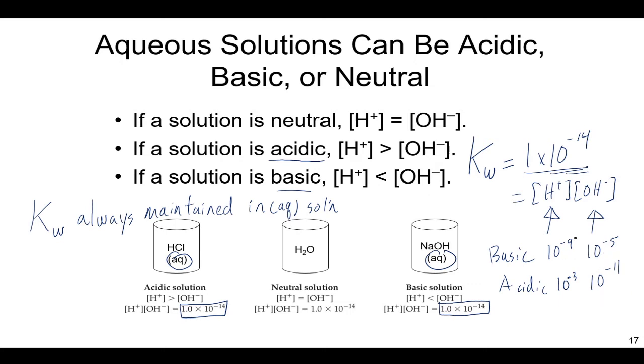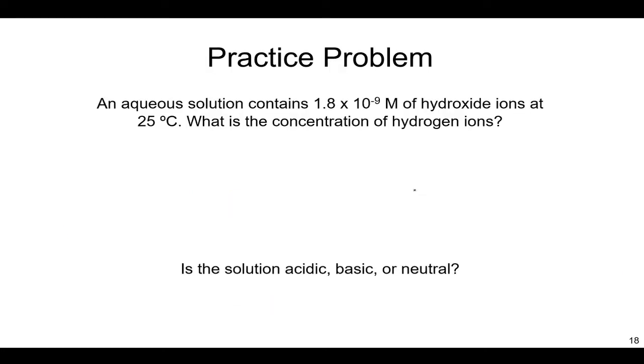Okay, so we can try a practice problem just to sort of nail this down. And you might come across a problem like this. An aqueous solution contains this molar of hydroxide ions at 25C. What is the concentration of hydrogen ions? Okay, and is the solution acidic, basic, or neutral? And here's where people trip up. I'll tell you in a second. You can pause the video here if you want to try it yourself. Otherwise, I'll work forward and solve it. Is the solution acidic, basic, or neutral?